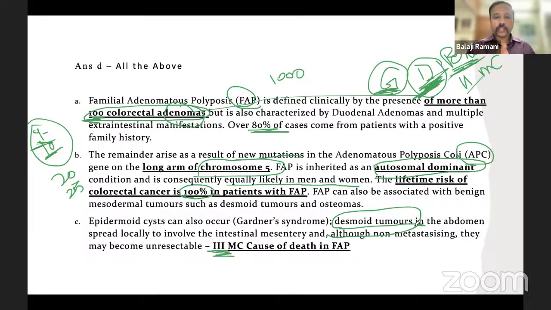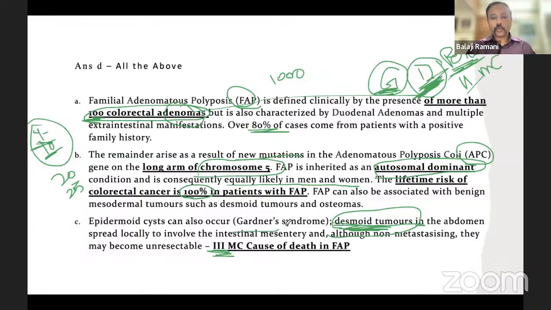And we know that both intra-abdominal and extra-abdominal desmoids can happen in patients with familial adenomatous polyposis. In patients without the FAP diagnosis, usually it will be extra-abdominal desmoids. But in patients with FAP, intra-abdominal desmoids are going to be very, very common, and usually they develop at the site of the previous colectomy.